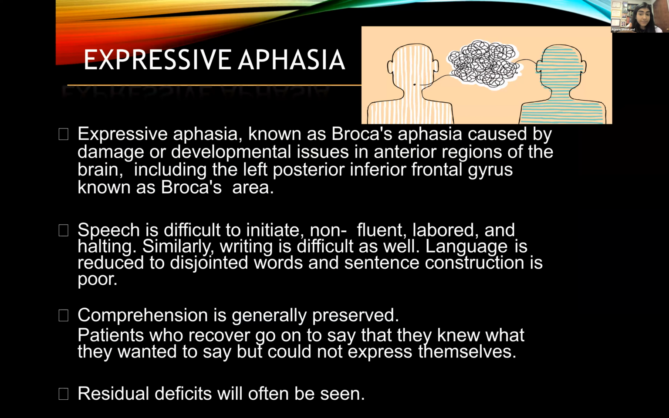Speech is difficult to initiate. It's non-fluent, it's labored and halting. Similarly, writing is difficult as well. Language is reduced to disjointed words, and sentence construction is usually quite poor. Comprehension, on the other hand, is generally preserved because the arcuate fibers are preserved, as well as the Wernicke's area, which helps us to understand what the person in front of us is trying to say. So that's why it's only the person trying to express themselves that they can't express themselves as they would want, which seems to be very frustrating for the patients who have this problem. And residual deficits are usually seen.